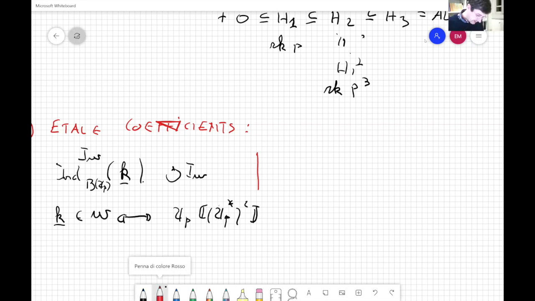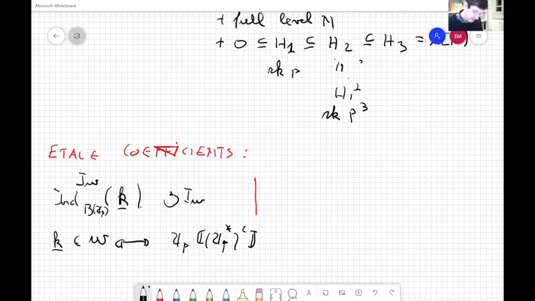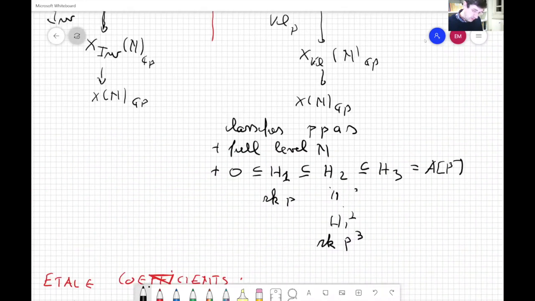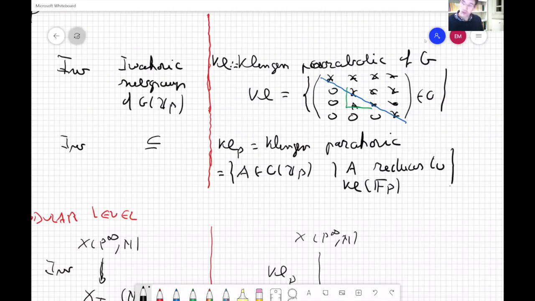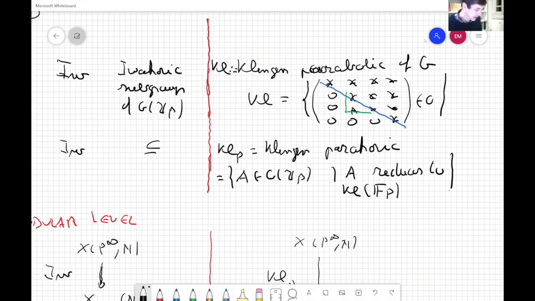So here, so that was actually, I'm coming back to what George discussed after his talk. You see, we want to induce, sorry for this, I want to induce not from the Borel, but from the Klingen parabolic, okay, to the Klingen parahoric. And actually, if I do that, you see that the characters of the Klingen parabolic drop by 1, and there is only one character, so the character group.